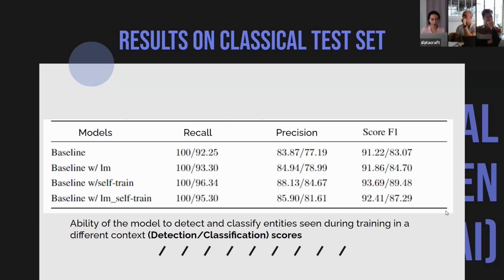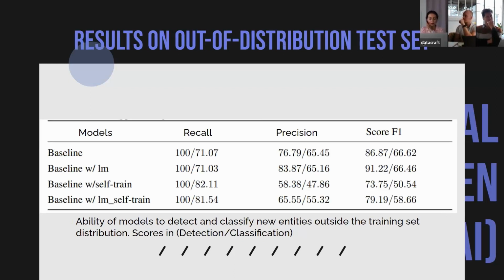These are the results on the classical test set. And now we present the results on the out of distribution test set, which is the one that contains only new words.